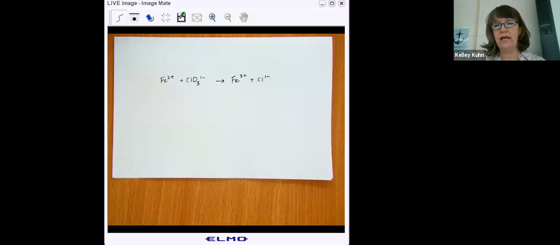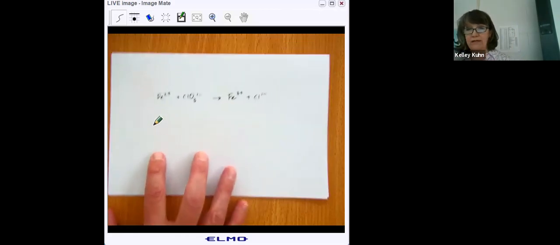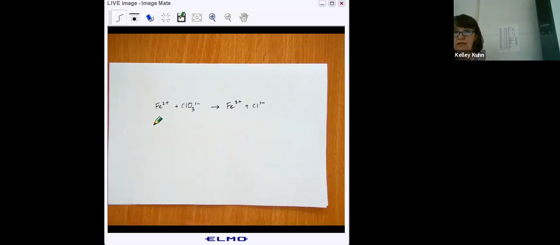So let's go ahead and let you start by trying one that's a little simpler. I'm going to try the first one on the back of redox number 2 on the right. That's going to be the Fe2+ and ClO3 1- going to Fe3+ and Cl1-. So pause this for a second and see if you can assign oxidation numbers.